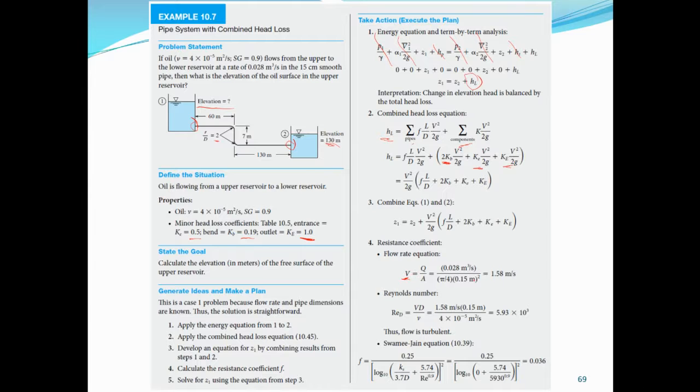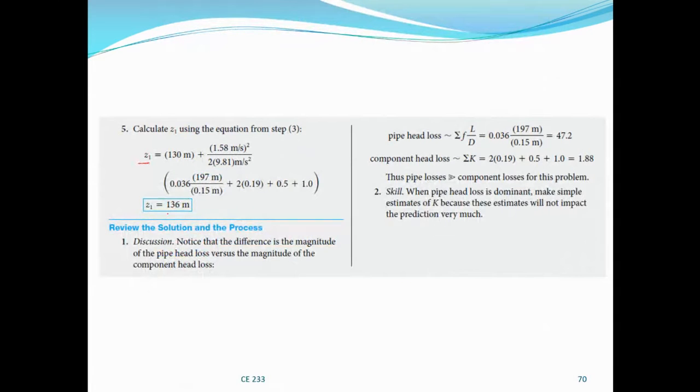We can find the velocity, Q over A, simple, and the Reynolds number. And then here, the flow is turbulent, okay? So here we use the Swamee-Jain equation to find the friction factor rather than the Moody's diagram. Try to check with the Moody's diagram. So this is f. Once we find f, we can substitute it to get Z1, simple. So Z1 now is 136. And if you sum everything, the pipe head loss is 47.2.